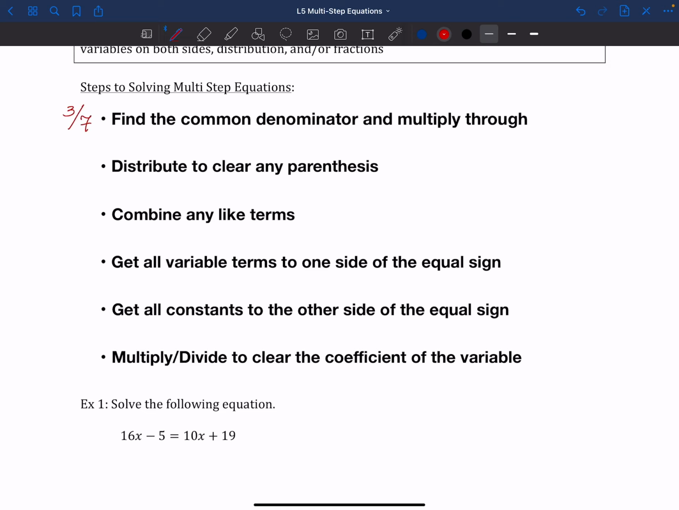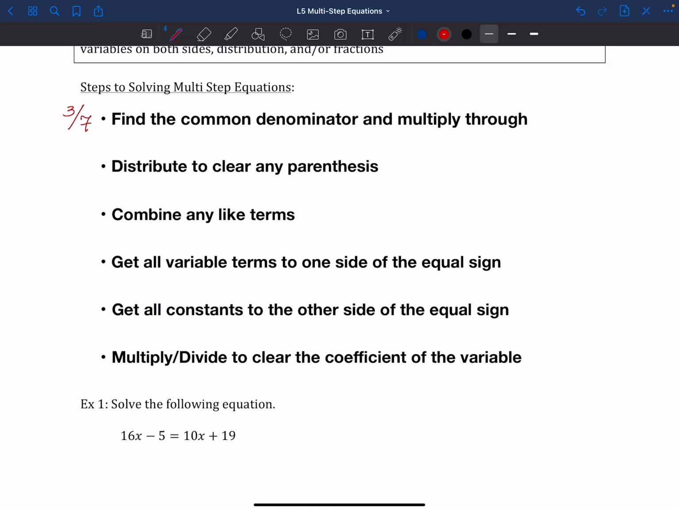Right, let's take a look at a couple examples together. So for this first one, we've got 16x minus 5 equals 10x plus 19, right? So first things first, I want to move all of my variables over to one side. And actually, let me rewind a little bit. Let's think through our entire process of steps right up above there. So, common denominator. I don't have any fractions, so I don't need to do that step. Alright, after that, distribution. Alright, I don't have any parentheses to distribute into, so I don't need to do that either.